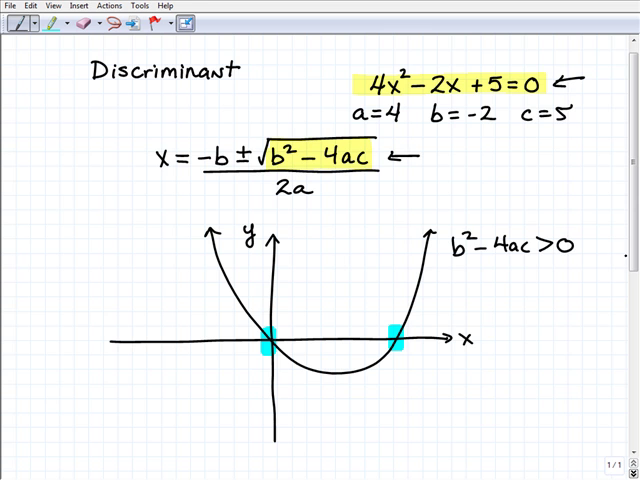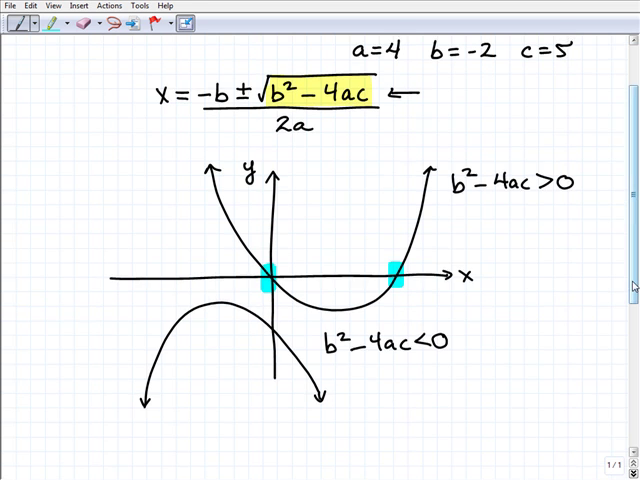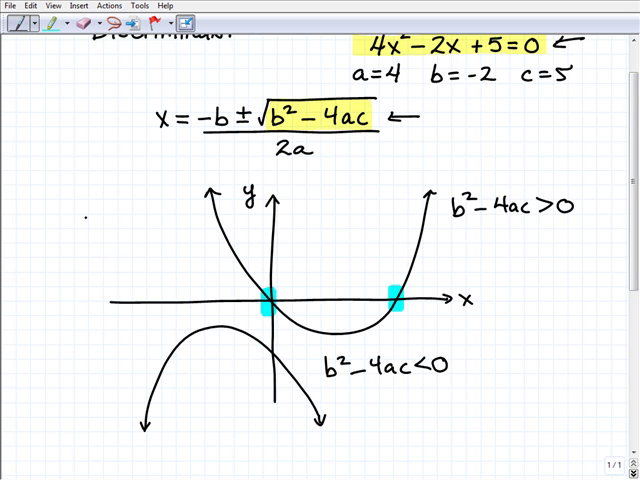It was positive. Now, I can also have a situation where the graph of my quadratic equation is another parabola, but it doesn't cross through the x-axis. That is a situation where you have imaginary or complex roots. So that's when your discriminant is a negative number, or less than 0. And then you have the situation where your discriminant is equal to 0. That's when you have double roots.